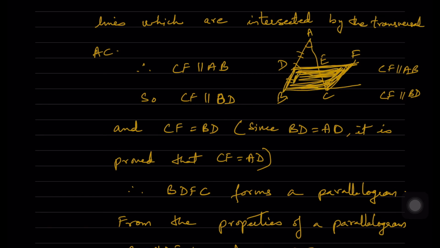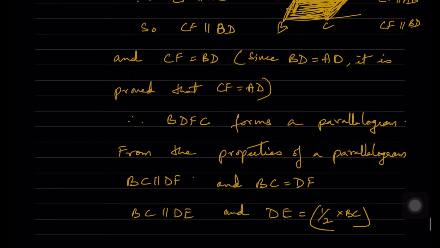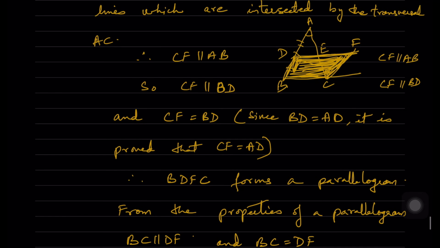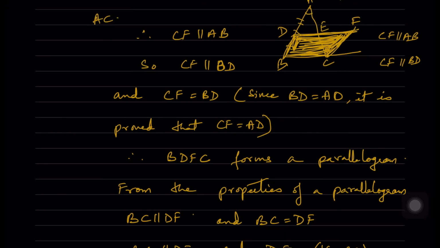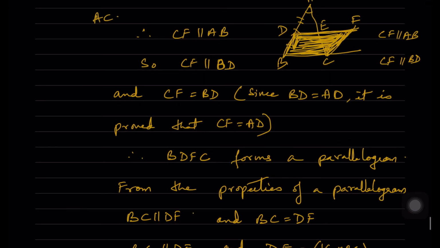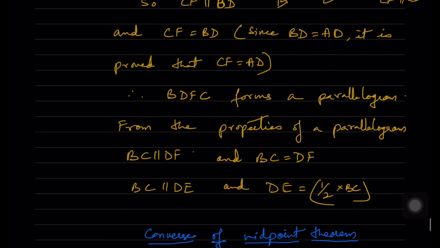This forms a parallelogram. So by the properties of a parallelogram, we have that BC is parallel to DF, and also BC is equal to DF, and BC is parallel to DA. Therefore DE is equal to half of BC, because we have that DE is equal to EF. So hence proved. We had to prove that DE is equal to half of BC and also parallel to the third side. That is, BC is the third side. So that is the proof.